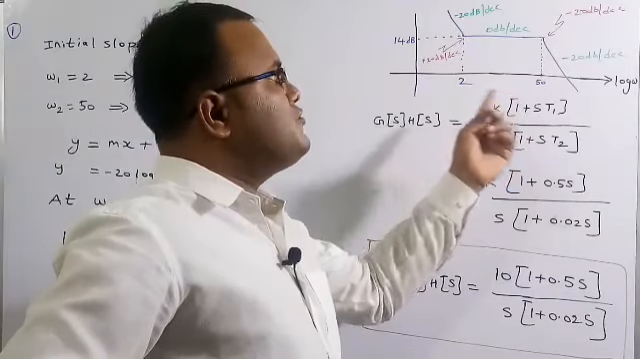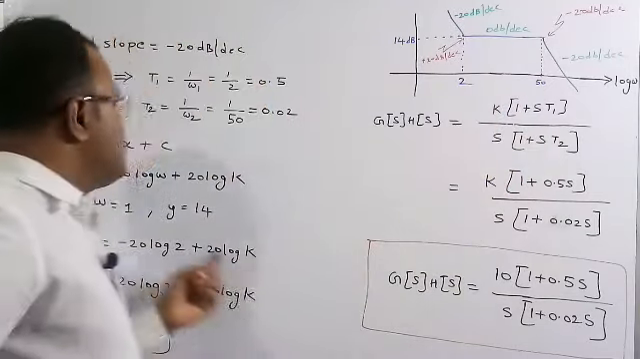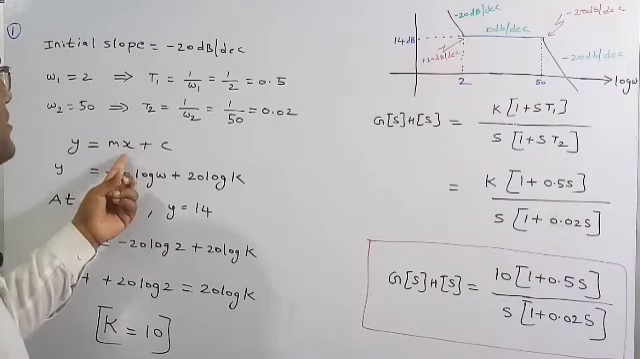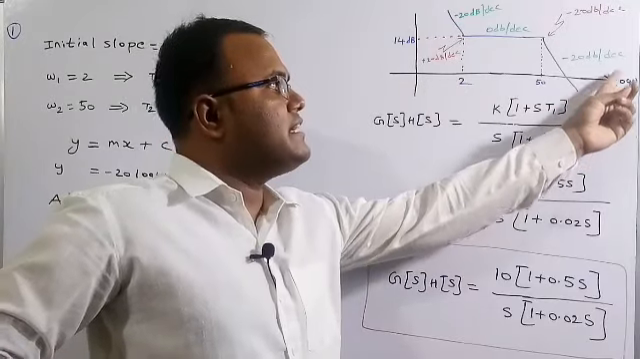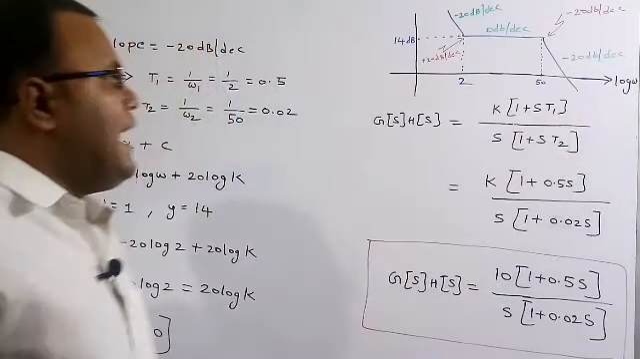See here, we know the general expression of any straight line is y equal to mx plus c. Here x means log omega. In the Bode plot, the x axis is log omega at base 10.